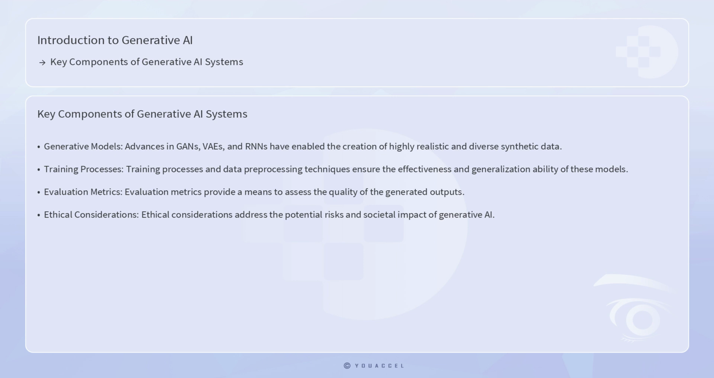In conclusion, the key components of generative AI systems, including generative models, training processes, data representation, evaluation metrics, and ethical considerations, are fundamental to understanding how these systems operate and achieve their capabilities. Advances in generative models, such as GANs, VAEs, and RNNs, have enabled the creation of highly realistic and diverse synthetic data. The training processes and data pre-processing techniques ensure the effectiveness and generalization ability of these models. Evaluation metrics provide a means to assess the quality of the generated outputs, while ethical considerations address the potential risks and societal impact of generative AI. As generative AI continues to evolve, mastering these components will be crucial for modern leaders to harness the potential of this transformative technology responsibly and effectively.